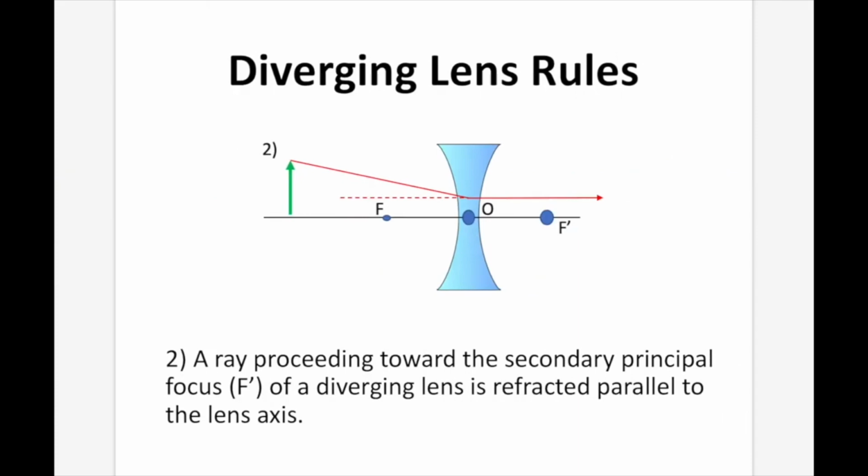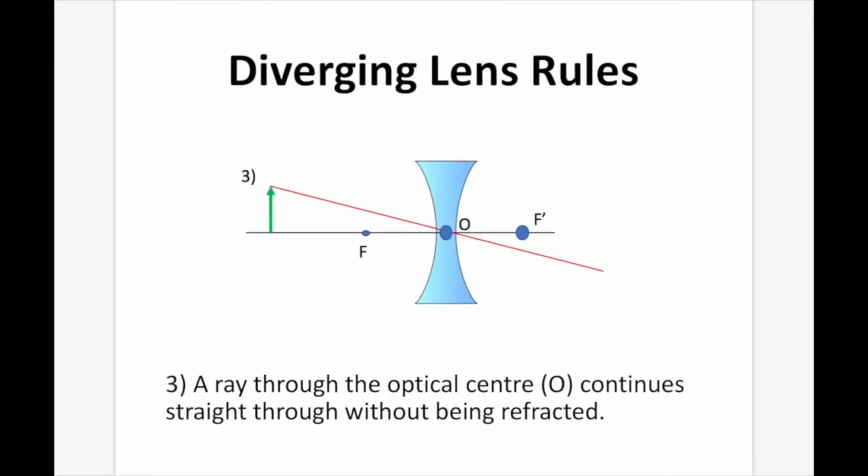Number two, a ray proceeding towards the secondary principal focus, that's this guy here, of a diverging lens, is refracted parallel to the lens axis. So the ray comes in, it hits the lens, and it comes out parallel to the principal axis. So you can see if we were to extend this ray where it was going before, it would continue straight on right to the secondary principal focus. But when it hits the lens, it changes direction and goes parallel to the principal axis. Number three, a ray through the optical center continues straight through without being refracted.